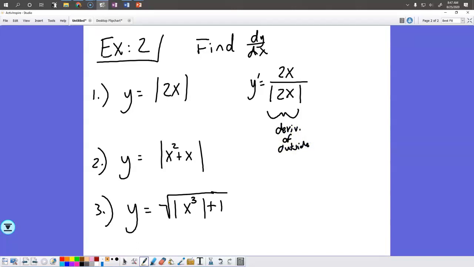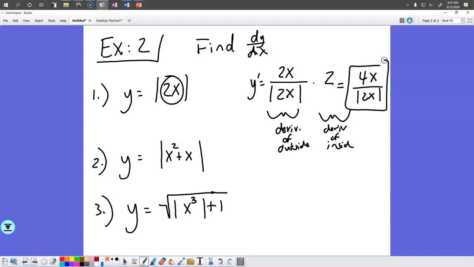Okay? But now we need to multiply that by the derivative of the inside. Okay, so the derivative of the inside is 2. And so what this ultimately comes out to be when you multiply the 2 times this fraction is you end up with 4x over the absolute value of 2x. Okay, so there's your absolute value rule. Let's go ahead and take a look at part 2, number 2 I mean.